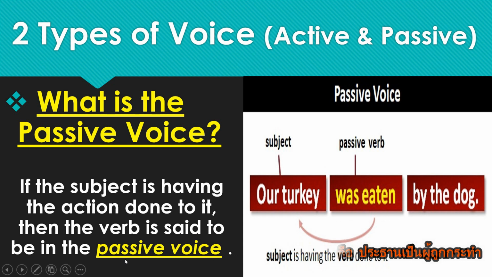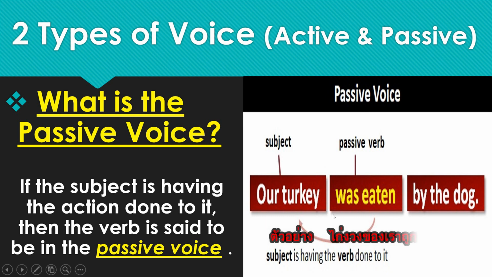So if the subject is already what has been done to the subject, it becomes a passive. For example, we have here, our turkey was eaten by the dog. Here, the subject now is the what? Our turkey. And was eaten is the passive verb. Why? The subject is having the verb done to it.